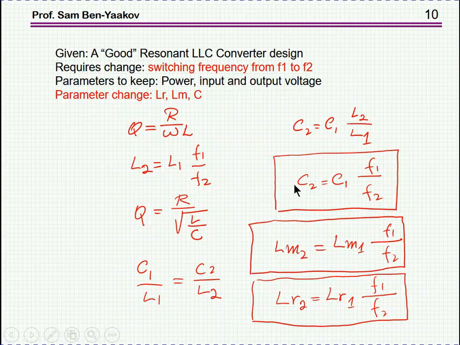To change frequency from F1 to F2, you have to change the capacitor from the original, multiplied by F1 over F2. You have to change LM, original, times F1 over F2. And of course, LR2 will follow the same rule, that is, the original times F1 over F2.